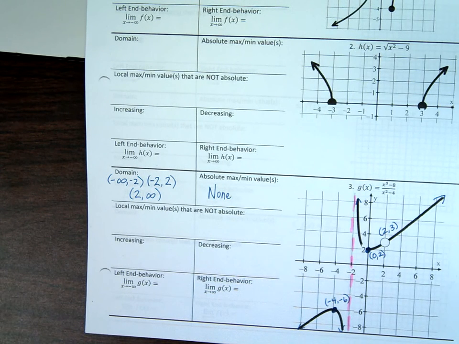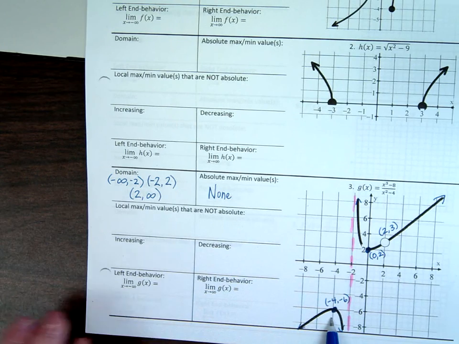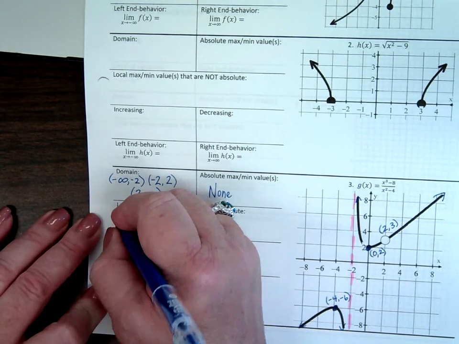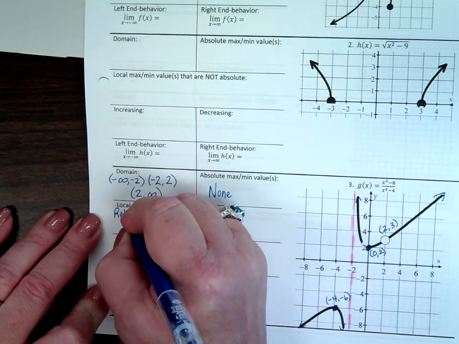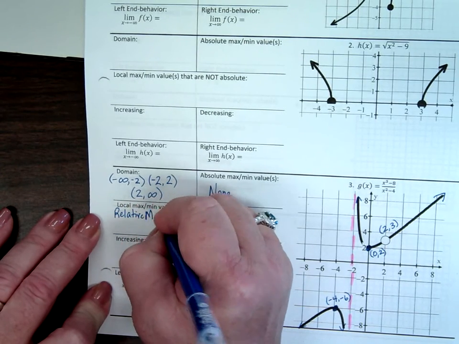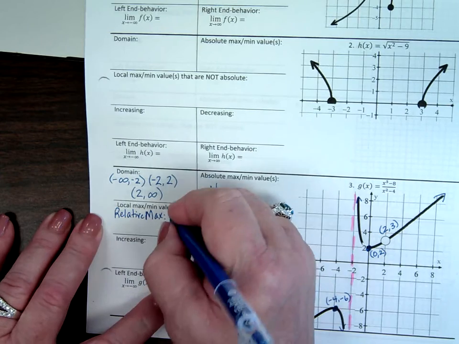But there are relative ones, because in his little neighborhood, he's a hill. He's king of the hill over here. So he would be my relative or local maximum. You can call it whatever you want, relative or local max. And that is the coordinate -4, -6.